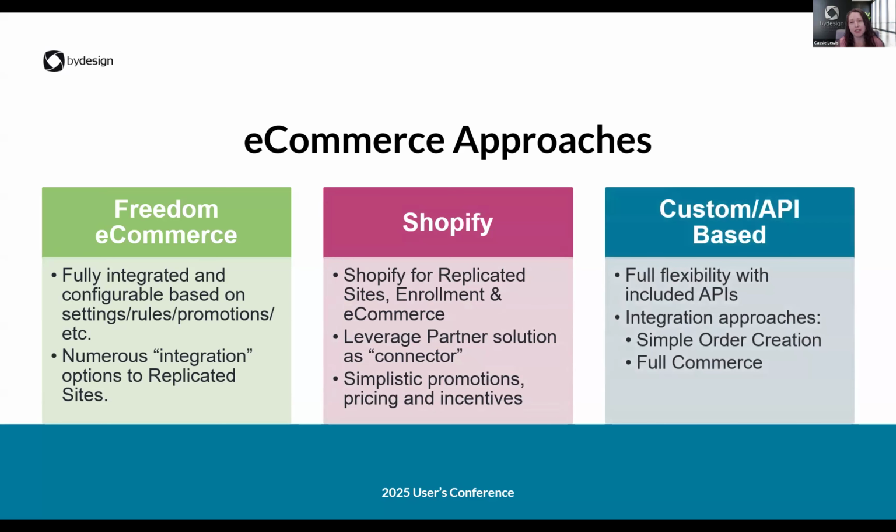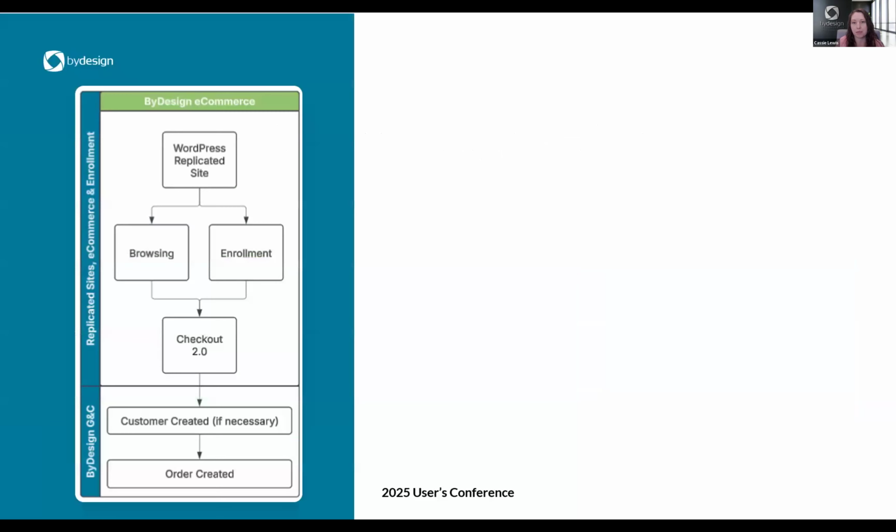And then finally, you also have the option to do any other custom cart or API-based integration. This would be similar to the Shopify integration, but you can use other third parties, WooCommerce, BigCommerce. You can use your own WordPress site that you customize for your shopping experience. But the key is to use the APIs to make sure that all of those orders and customer data get back into the Freedom platform, because you're going to want that for receipt tracking, for reporting, for commission purposes, and so on. So those are the three options that you have when it comes to e-commerce with ByDesign.